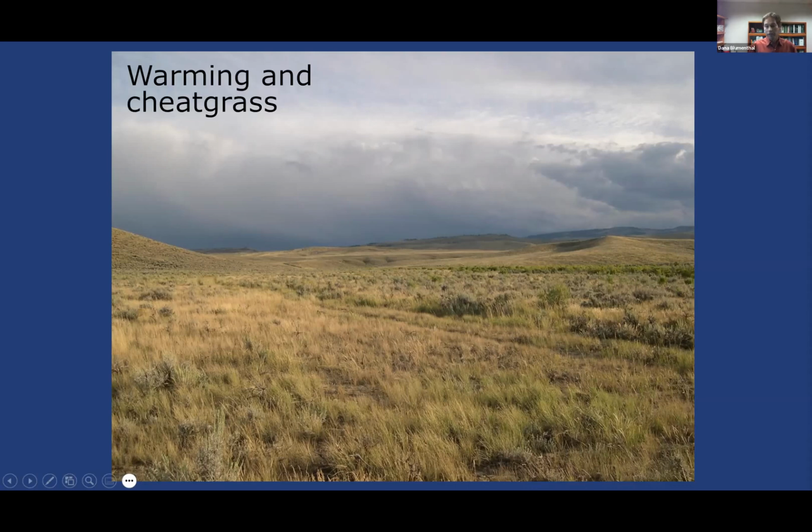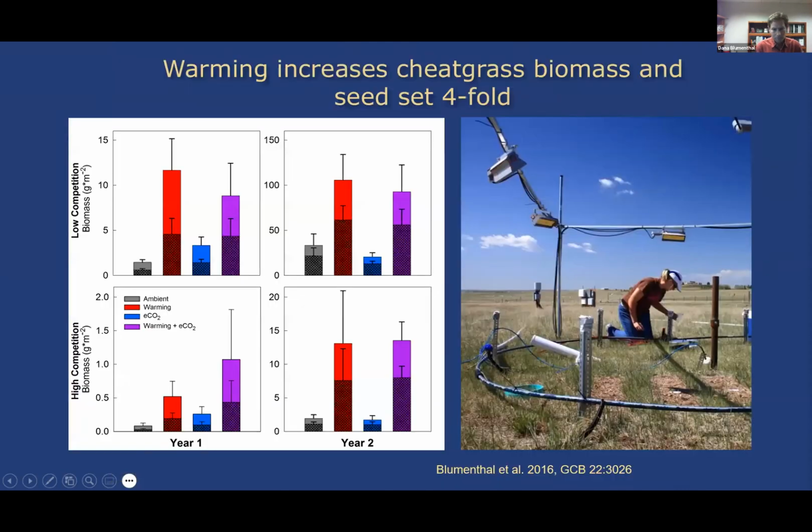So we did the same sort of thing. We planted it into that same experiment in 2011, and we repeated that in 2012. I'll just show you the result here. What we found was that warming increased cheatgrass biomass, and CO2 had no effect.